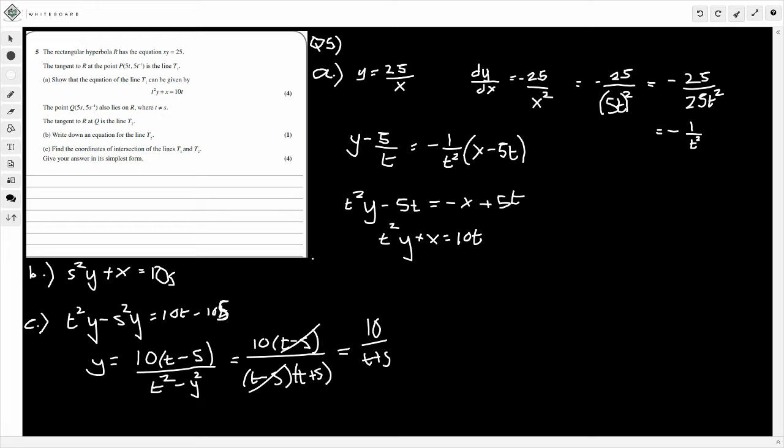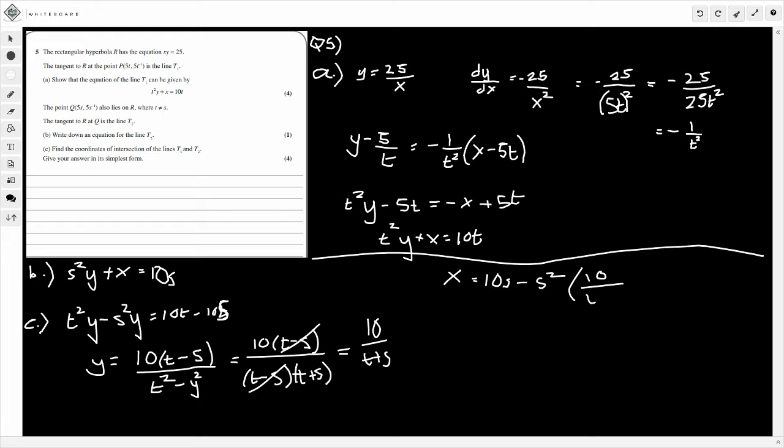If I just draw a line underneath here. For the x coordinate, what we need to do now is rearrange. So x is equal to 10s minus s squared y. So x is equal to 10s minus s squared, and notice this is our y coordinate, so this is what we're replacing here: 10 divided by t plus s. So what's that going to give me? The easiest way to do this is to expand this out. So that's going to give me 10s squared divided by t plus s. And then we're going to multiply this by t plus s, the denominator here.